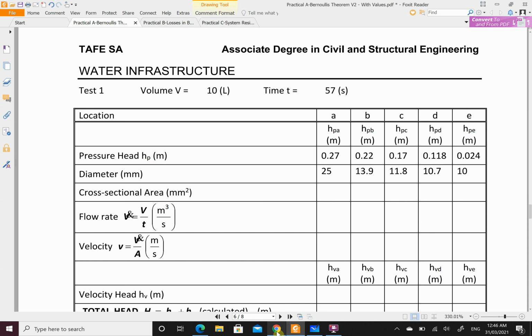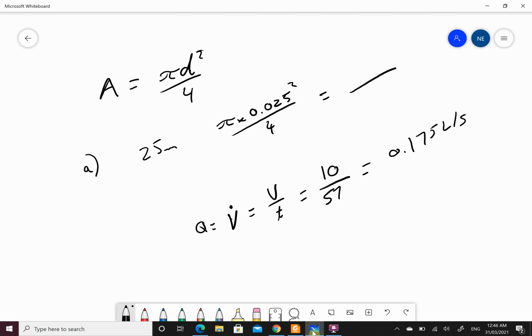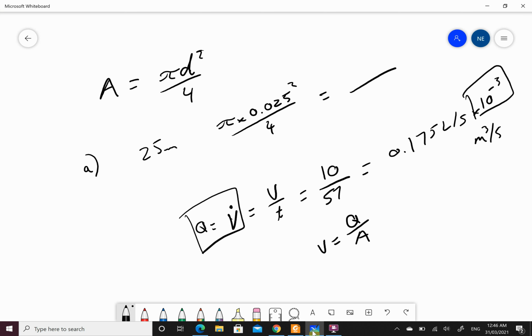Velocity, V is equal to Q on A. What we will do, V equals Q on A, we've just calculated Q or V dot. So I need to bring this to meters cubed. Times 10 to the negative 3 brings that to meters cubed per second. This becomes a lot smaller. This is our flow. Divide flow by the area which we calculated before, and you get your velocity.